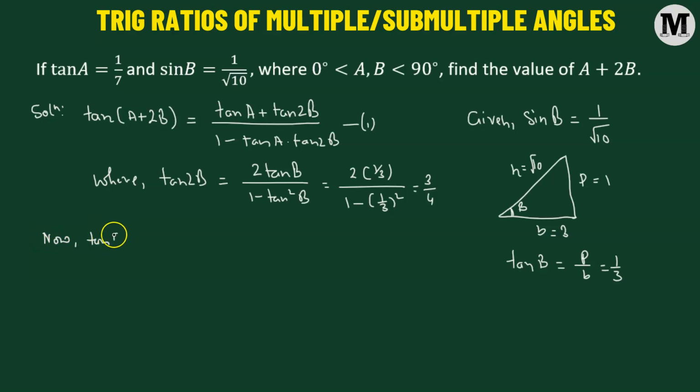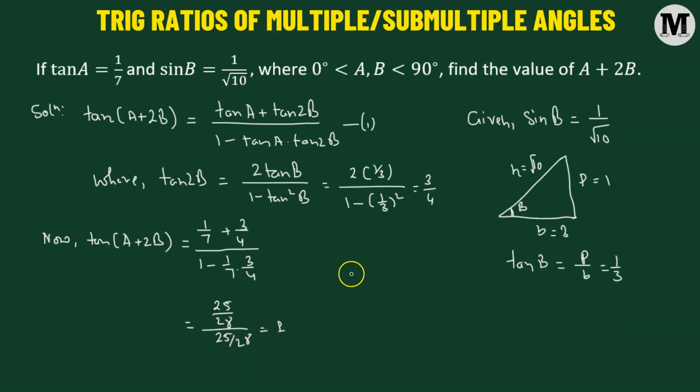So tangent of A plus 2B will be equal to tangent of A, that's already provided to us, that's 1 over 7, added to tangent of 2B, so that's 3 over 4, divided by 1 minus tangent of A multiplied by tangent of 2B. So let's compute this value. So we're going to get 25 over 28, and in the denominator we also have 25 over 28, which gives us a value equal to 1. So here we have obtained that tangent of A plus 2B is equal to 1.